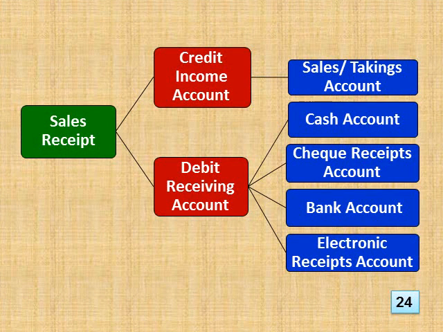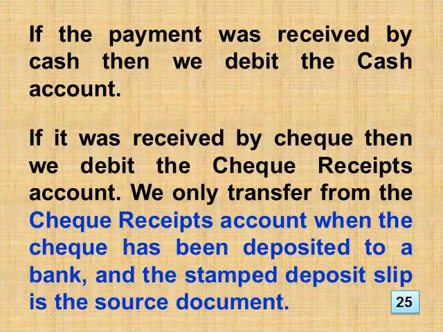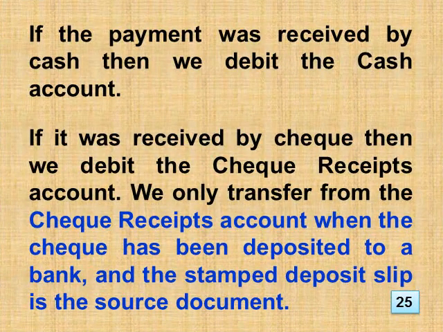Credit the income account, which is the sales takings account. Debit the receiving account, which is either the cash account or check receipts account. If the payment was received by cash, then we debit the cash account. If it was received by check, then we debit the check receipts account.